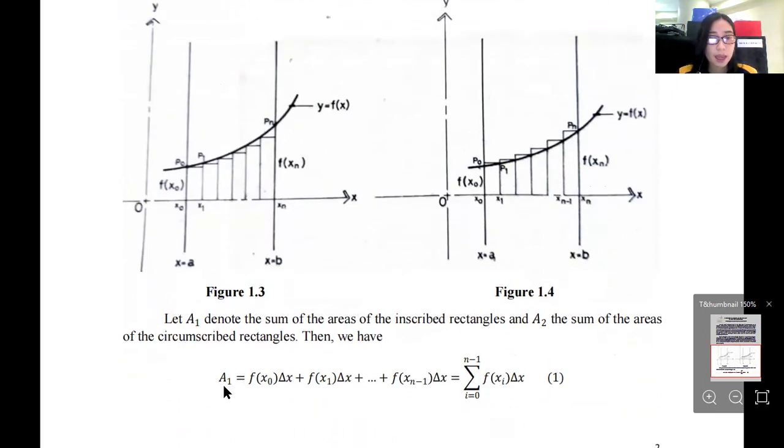Then we have A sub 1, which is the area of the inscribed rectangles: f of x sub 0 times delta x plus f of x sub 1 times delta x, until f of x sub n minus 1 times delta x, which is equal to the Riemann summation of f of x sub i times delta x from i is equal to 0 to n minus 1. Okay, that is our equation 1.